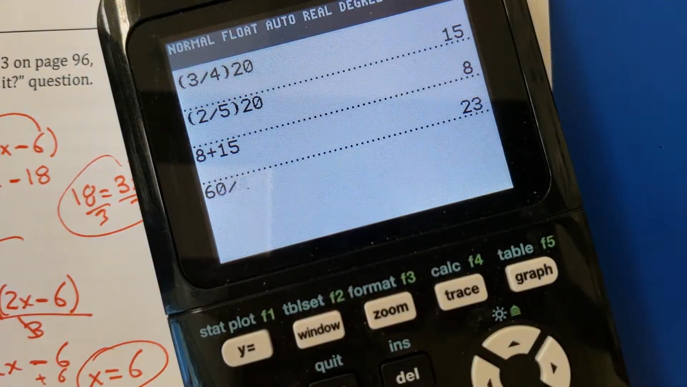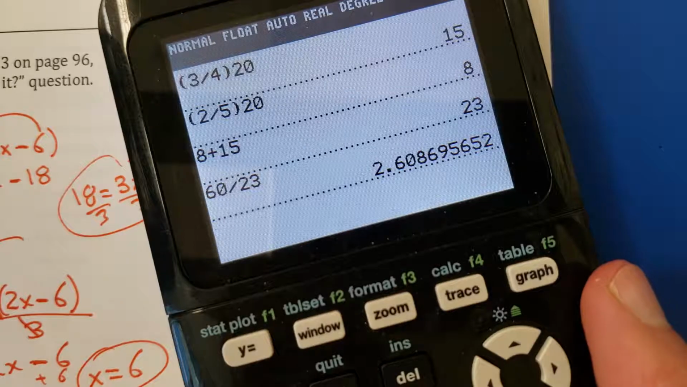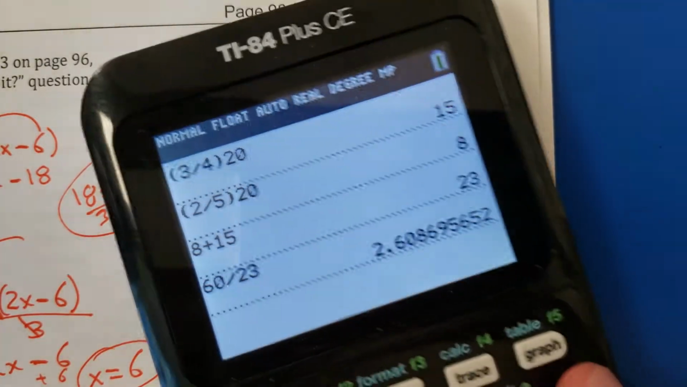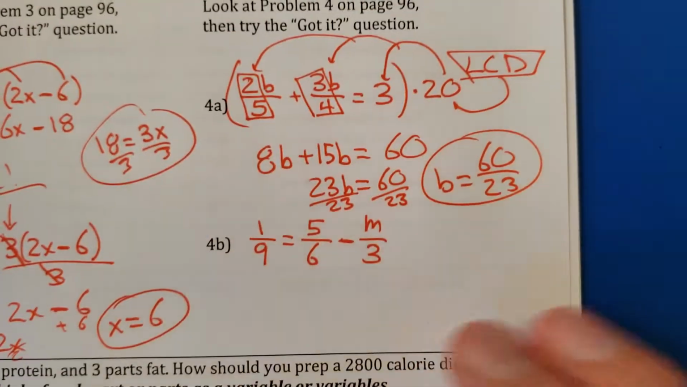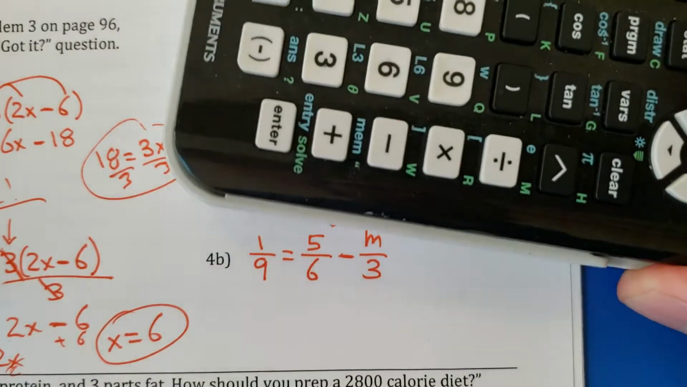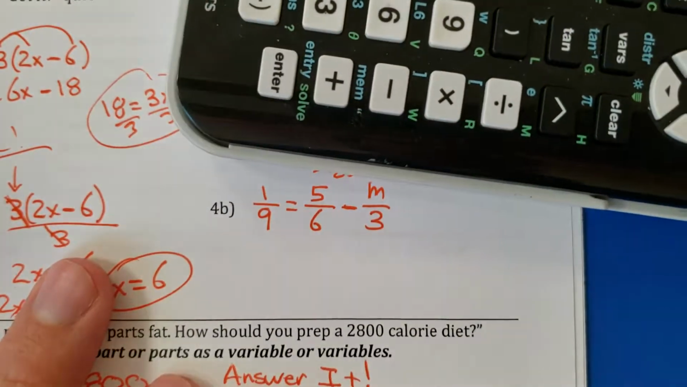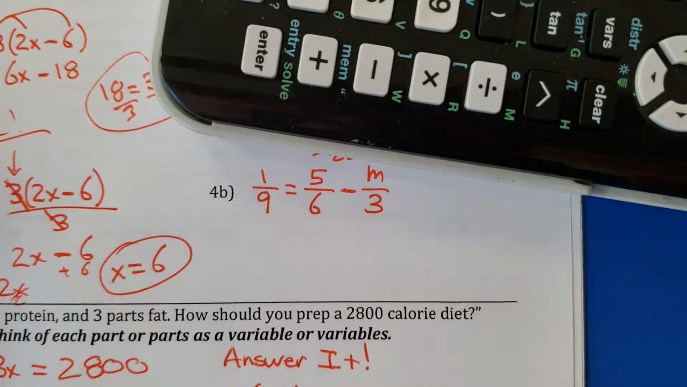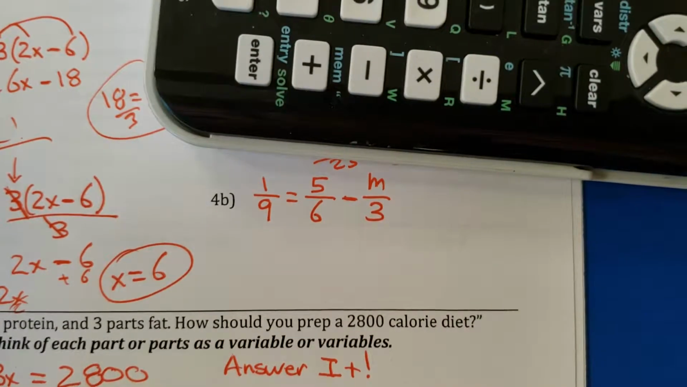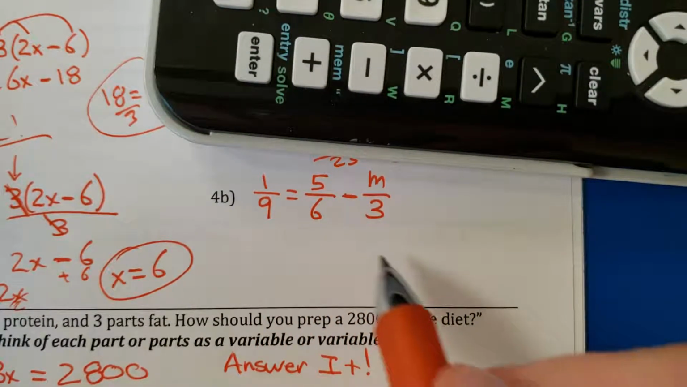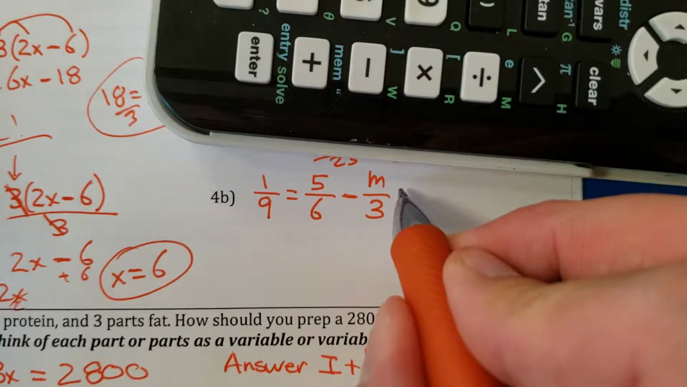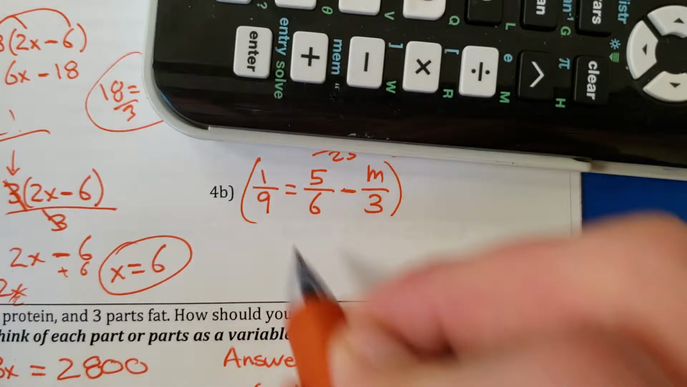Oh, I can't even look at it. Okay, seriously, I can't even look at it. That's just no. All right. 4B. Okay. We have a 9, a 6, and a 3. Oh, all of them have fractions. Gross. Just not getting any prettier.